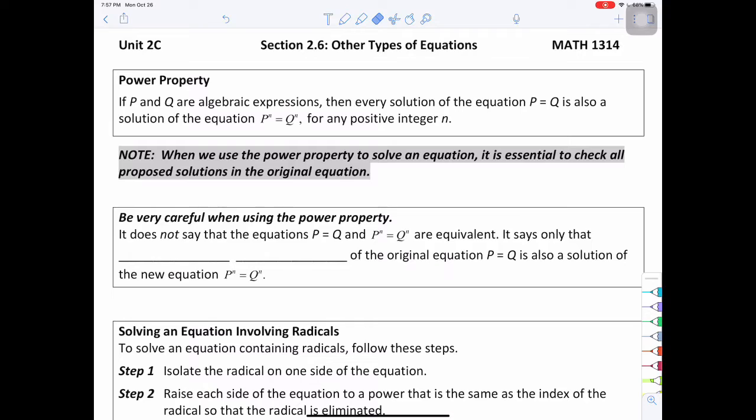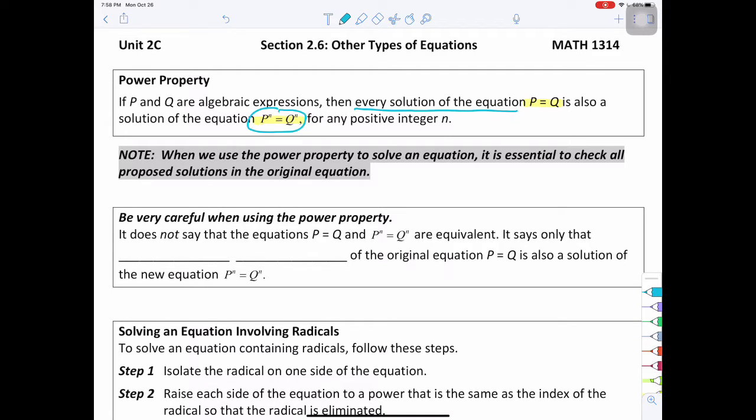So the first thing we want to talk about is that we can raise both sides of an equation to some power n. What we're not saying is that that is equal to our original equation, P equal to Q, let's say. But we do have every solution of our equation in the solution of this new equation that we've created.